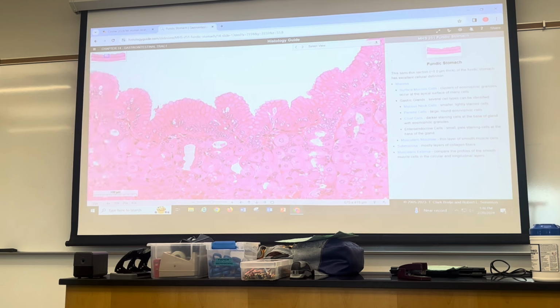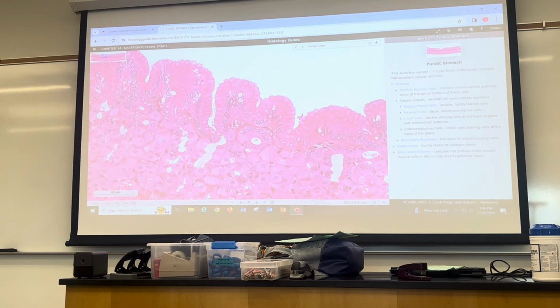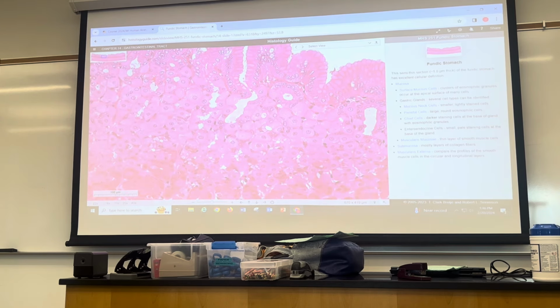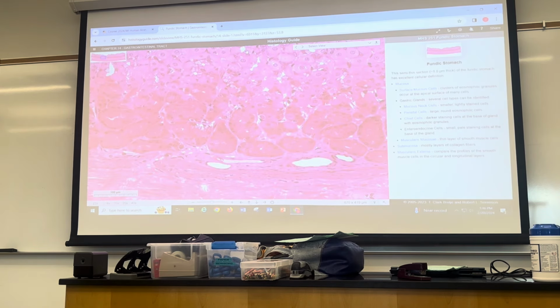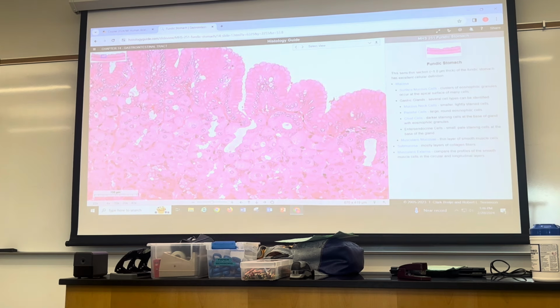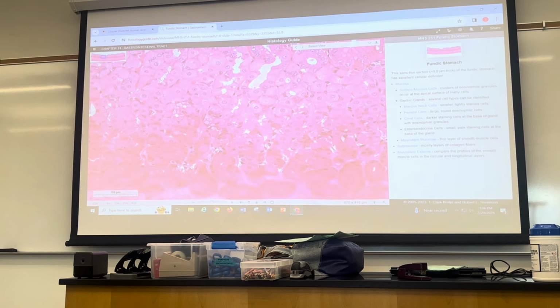Okay? And so remember, you've got gastric pits. So these would be mucus neck cells, surface mucus cells. They look the same. And then this would be the gastric gland. That's the reason it looks like two different layers. It's not really.